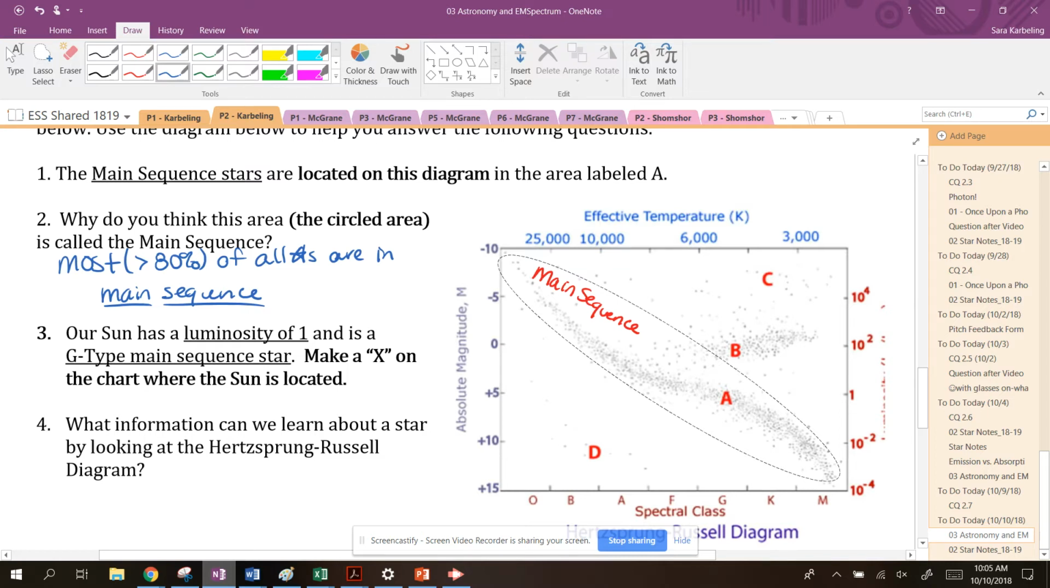Okay? Question 3 says our sun has a luminosity of 1 and is a G-type main sequence star. So this is one of those times, ladies and gentlemen, where we're just going to smile and nod and deal with what we see.